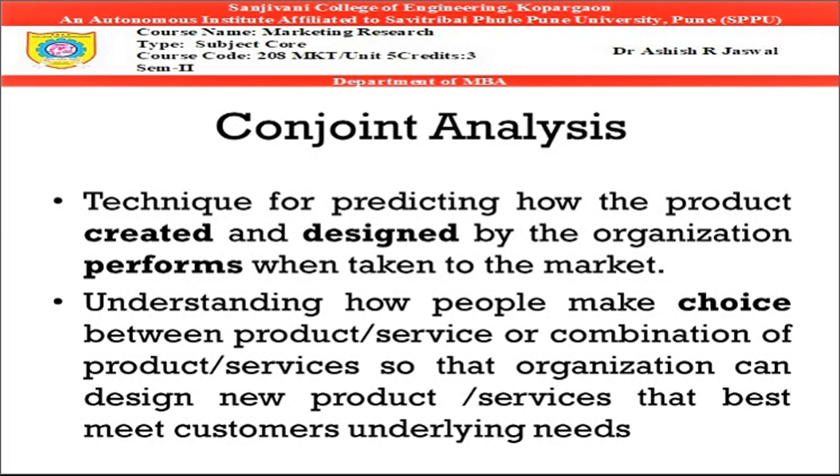Let us try to analyze a conjoint study on laptops. The first attribute would be color. The colors are white, silver, gold. The second attribute would be screen size: 11 inches, 13 inches, 15 inches. And the third attribute is price.